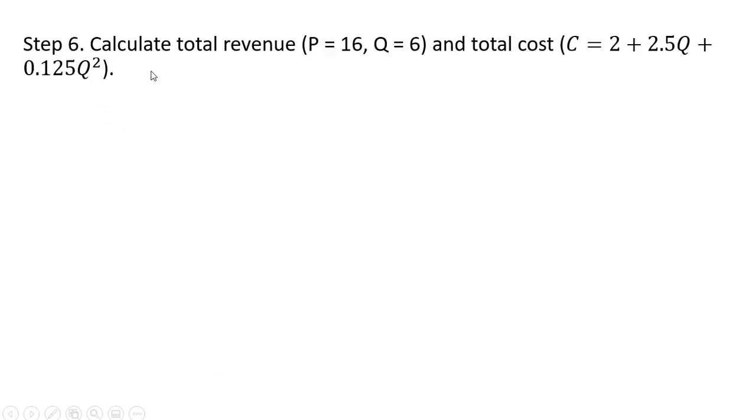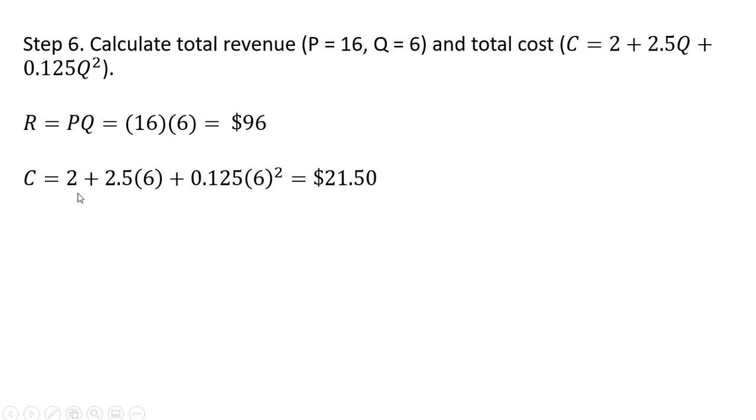Step 6, we're going to calculate total revenue and total cost. Total revenue is just price times quantity, so 16 times 6. Total revenue here is $96. And total cost, we're just going to plug in Q equals 6 into our total cost equation. And simplifying that, we get $21.50.